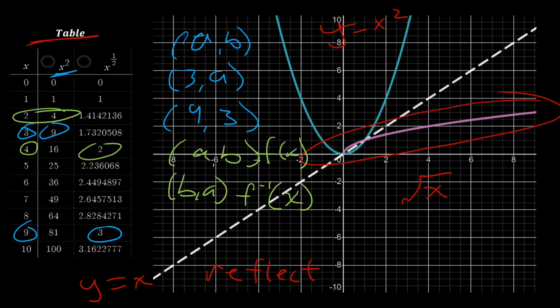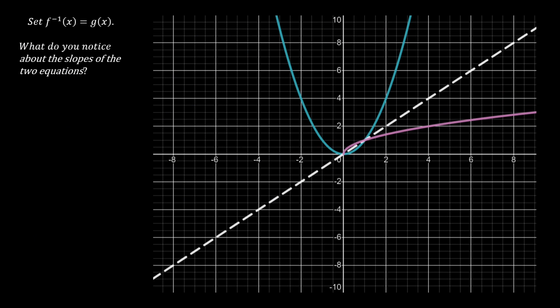So now let's get to some real calculus work. What do you notice about the slopes of the two equations? Now remember, the slope is also known as the tangent line at a point, which would be your derivative. So once we set the inverse function to g(x), what do you notice about these slopes? Pause the video and see if you can find a pattern. Well, at any given point (a, b), the slopes of the two equations will be reciprocals, where x is equal to a for f(x) and x is equal to b for the inverse function.